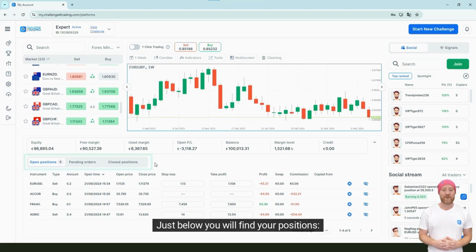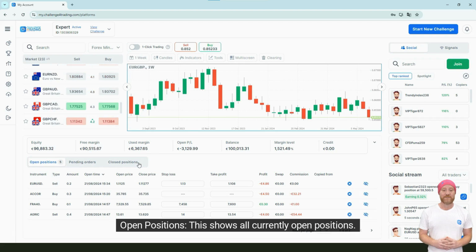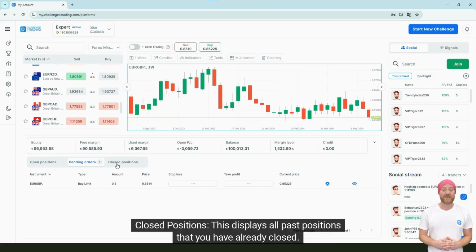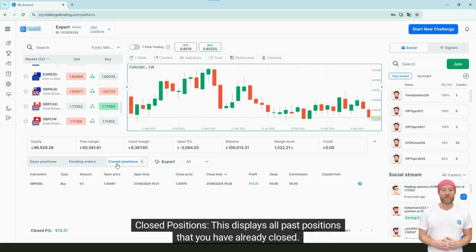Just below you will find your positions. Open positions. This shows all currently open positions. Pending orders. This lists all orders that are scheduled to execute once certain conditions are met. Closed positions. This displays all past positions that you have already closed.